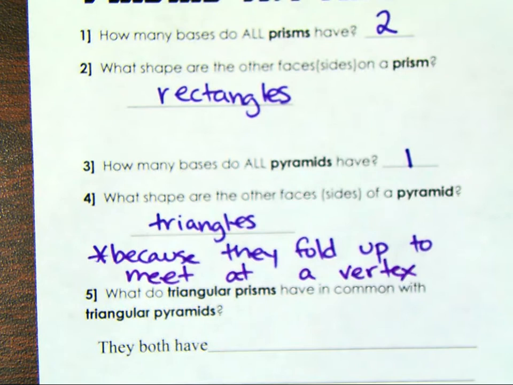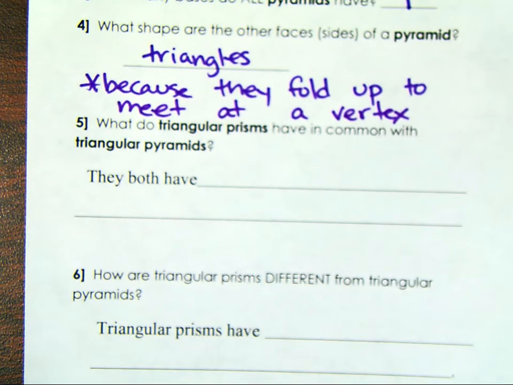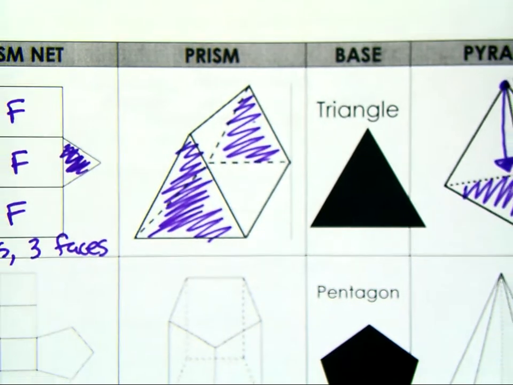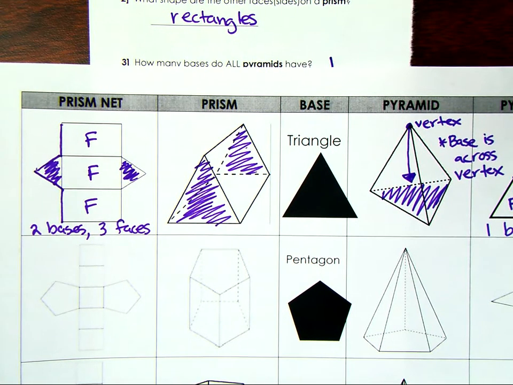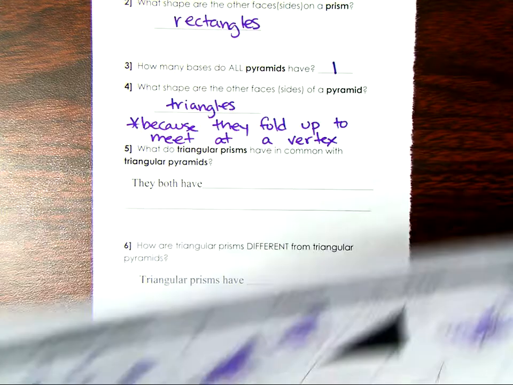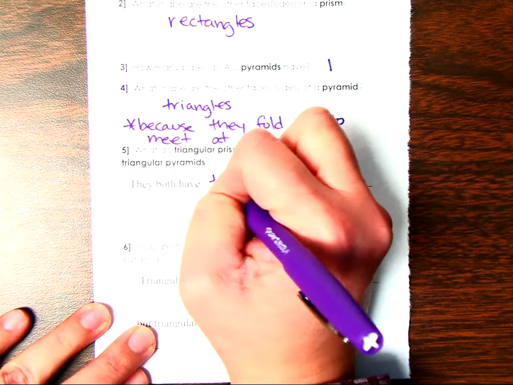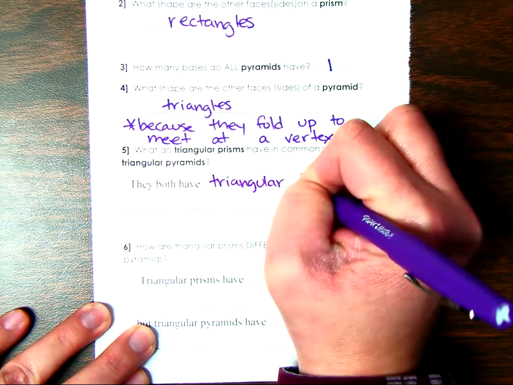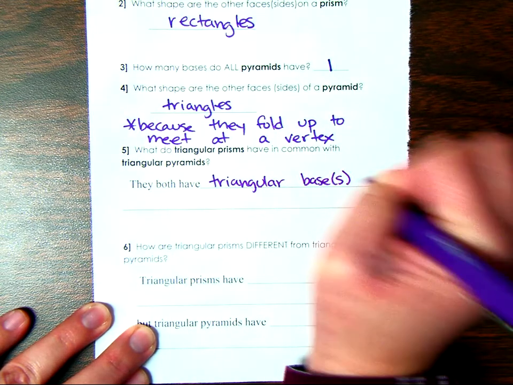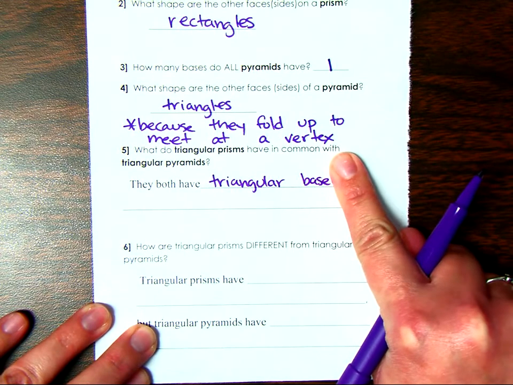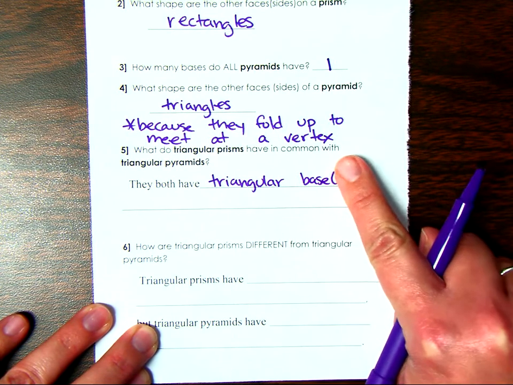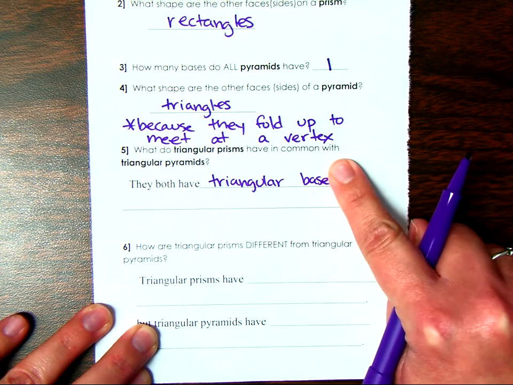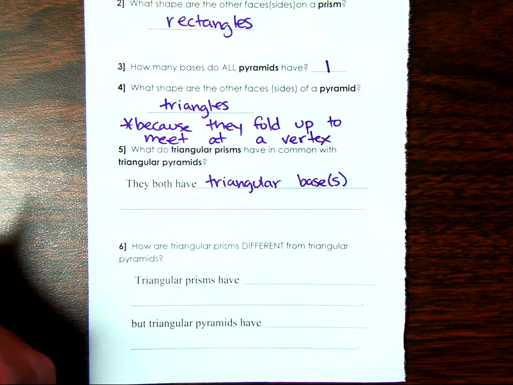Okay. What do triangular prisms have in common with triangular pyramids? So let's look back. Triangular prisms versus triangular pyramids. So let's see what similarities they have. Hopefully you're saying their bases in common. They both have triangular base(s). And I'm going to put the S in parentheses because a triangular prism has two bases, and a triangular pyramid only has one triangular base because it's across that vertex.